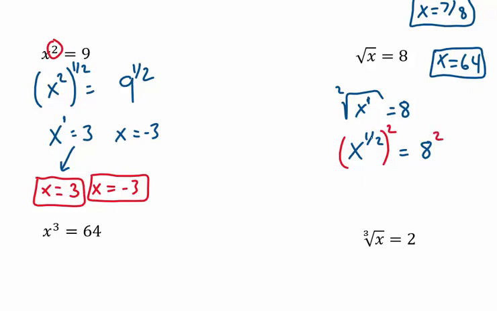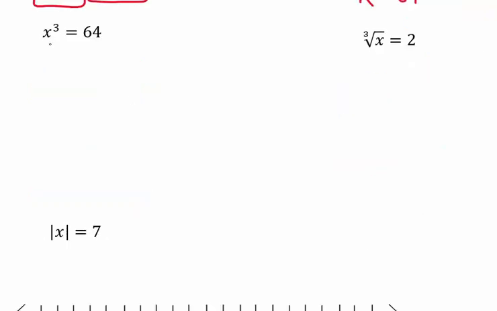The left-hand side, once again, would be simplified by multiplying the exponents 1/2 times 2, which is 1. So you get x to the first. And then 8 times 8 is 64. Same answer we got before. In this example, x cubed equals 64. We're looking for a number that when you multiply by itself 3 times, you get 64.